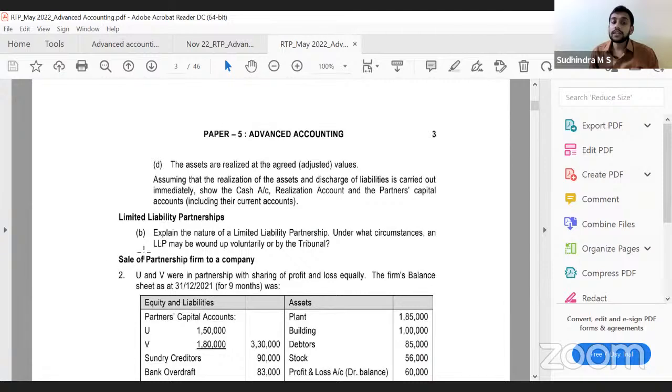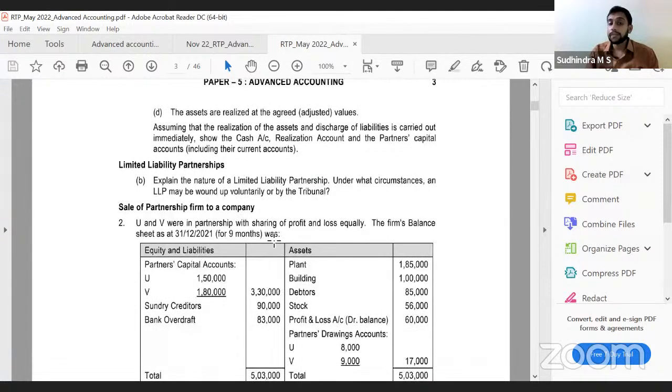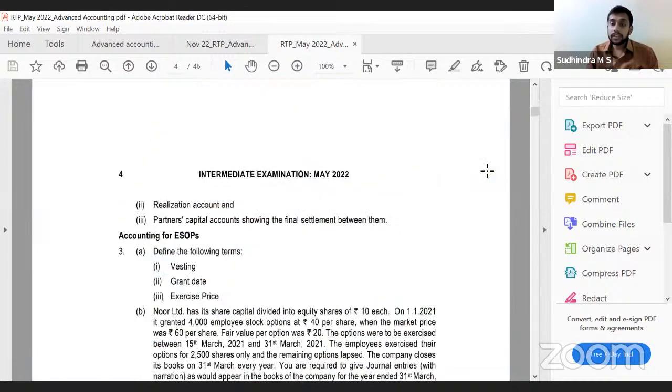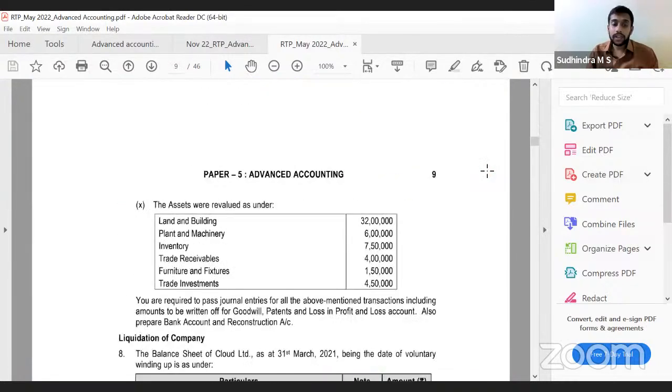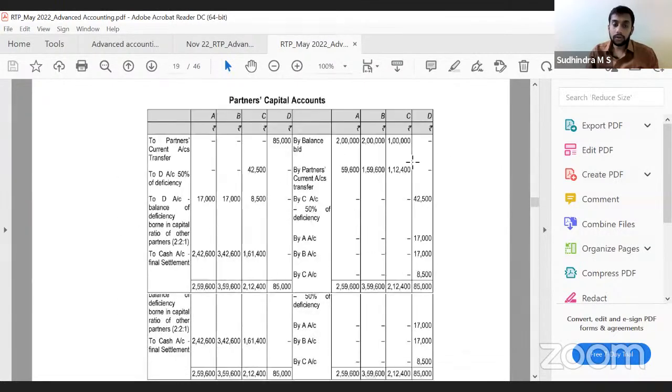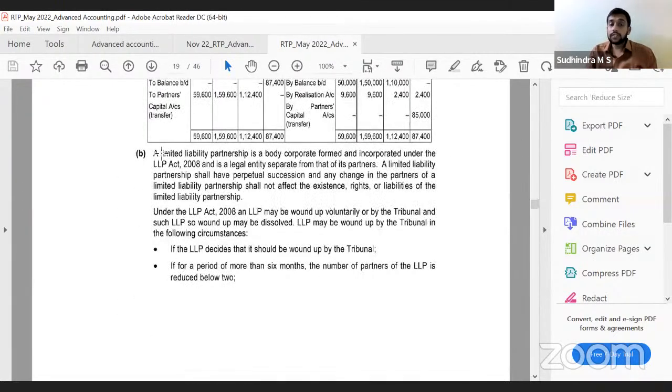Under what circumstance an LLP may be wound up voluntarily or by the tribunal. We have various circumstances, right? Voluntary winding up or winding up by the tribunal. Those circumstances we have to look into. This is the nature of LLP answer. LLP is a body corporate formed and incorporated under LLP Act 2008 and is a legal entity separate from that of its partners. An LLP shall have perpetual succession and any change in the partners of LLP shall not affect the existence, rights or liabilities of the LLP.